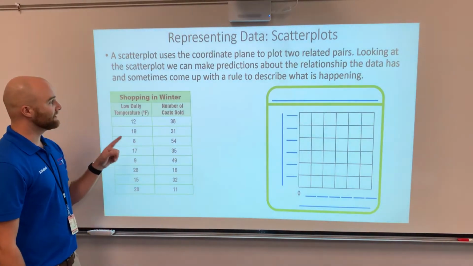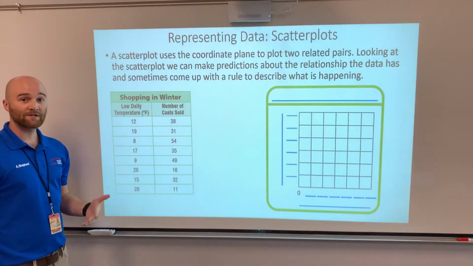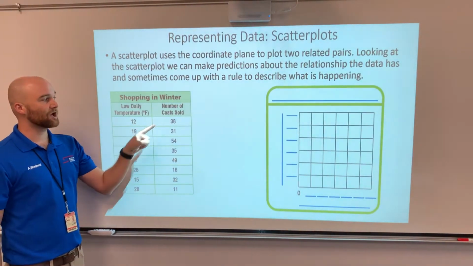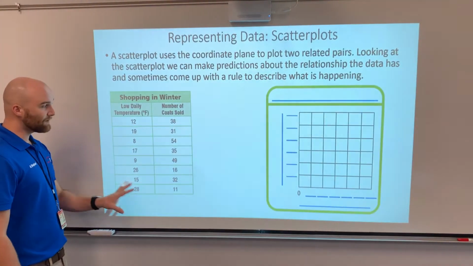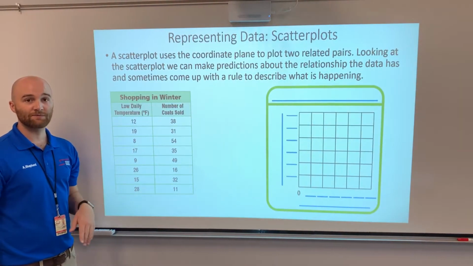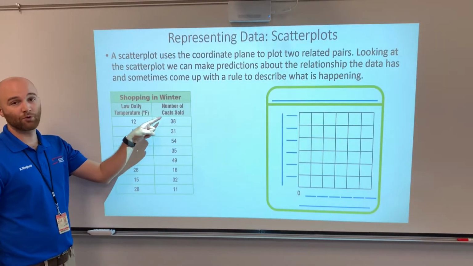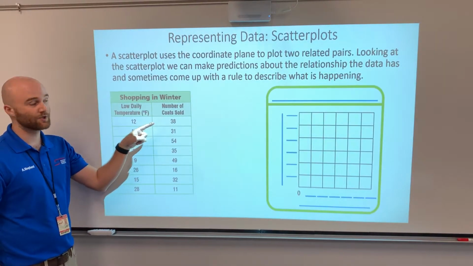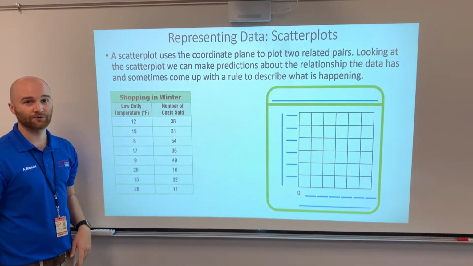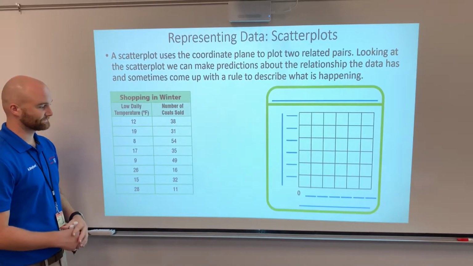So for example, here, somebody went out and they said, when it's wintertime, they want to know what the temperature is and how many coats are being sold. Before we bother to put any of this information on there, what do you think the relationship is going to be like? When the temperature goes up, do you think I'm going to have more coats or less coats sold? When the temperature goes down, do you think I'm going to have more coats or less coats sold? Think about what you think is going to happen in our scatter plot.